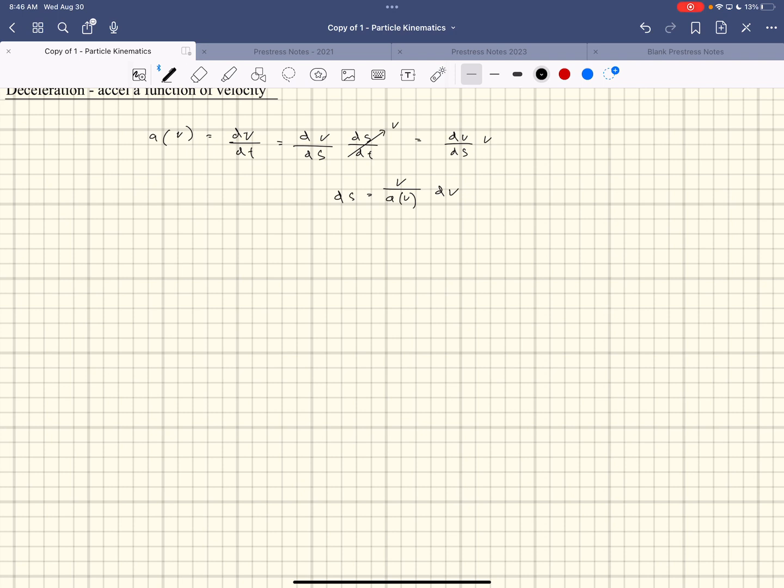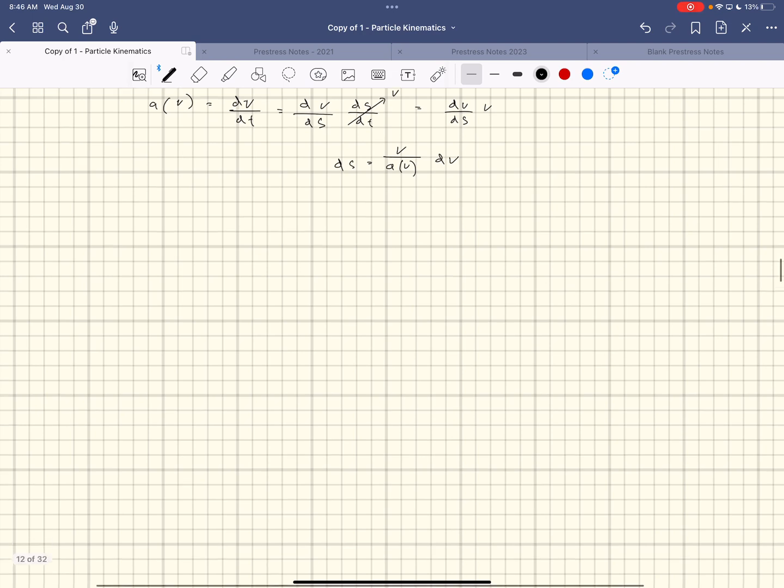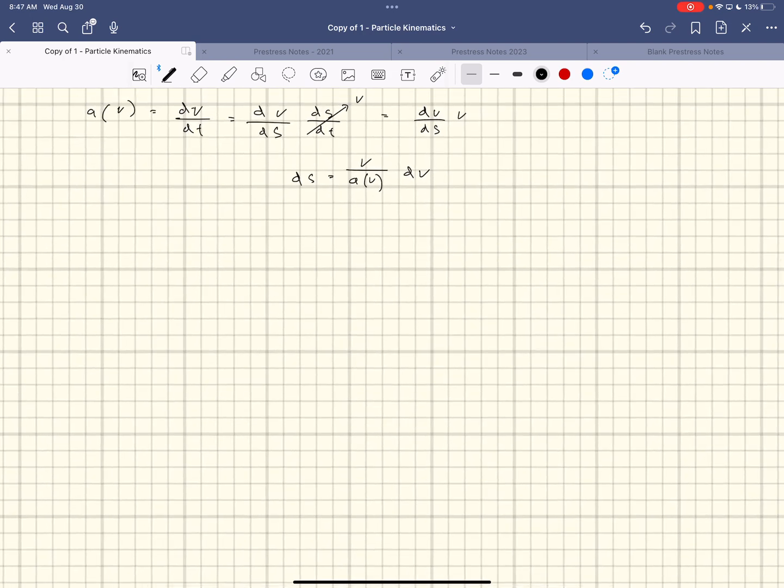We can skip the time and go straight to velocity as a function of position, which is what we're going to do here. I laid that out in the notes that you have this option of doing this little velocity as a function of position thing. So at this point right here, I'm going to integrate both sides. This is going to be the integral of ds is equal to the integral of v over the acceleration equation.